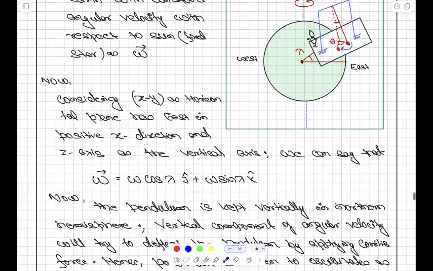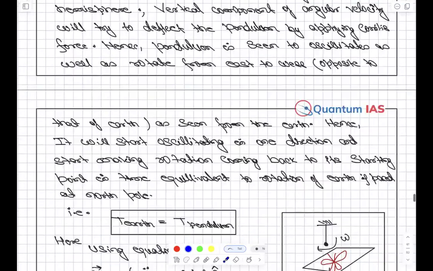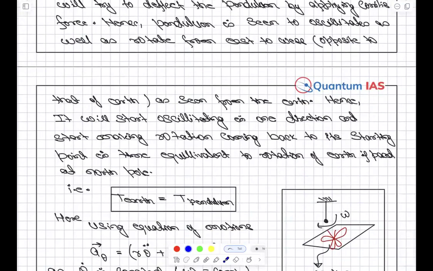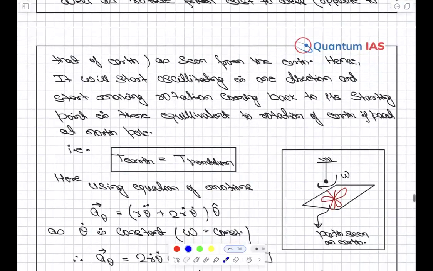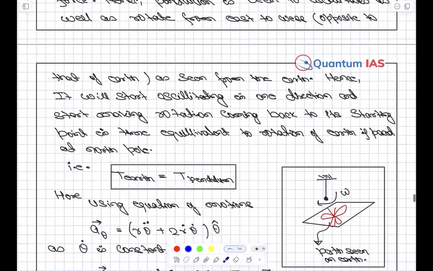Now, what will happen? The pendulum is kept vertically in the northern hemisphere. The vertical component of angular velocity will try to deflect the pendulum by applying Coriolis force. Yes, if it is moving on the earth, Coriolis force will apply. Now, what will be the Coriolis force acting on it? Okay, so we will understand. Try to understand this figure. ये समझने की कोशिश करो. What is happening?